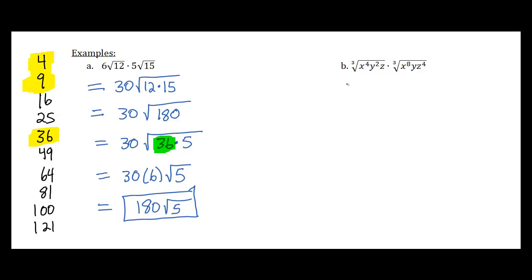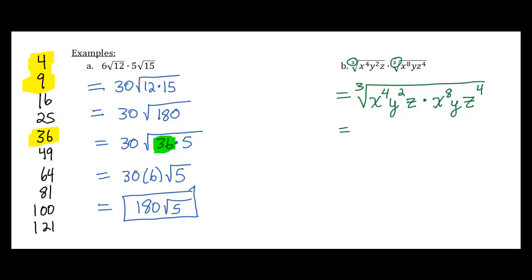Let's go to part B. We have the cube root of x to the 4th y squared z times the cube root of x to the 8th y z to the 4th. Again, my radicals are the same. We have cube roots. So instead of writing these separately, I'm going to write it under one radical. It's going to be x to the 4th y squared z, and I'm multiplying that by x to the 8th y z to the 4th.